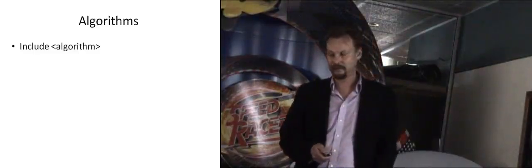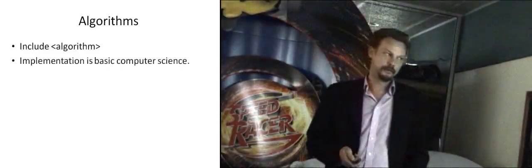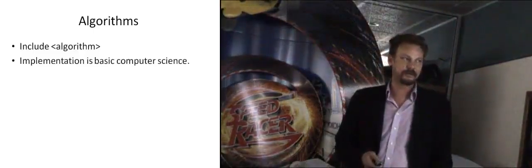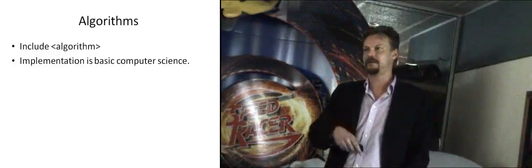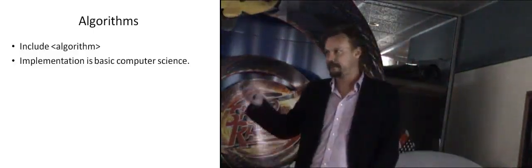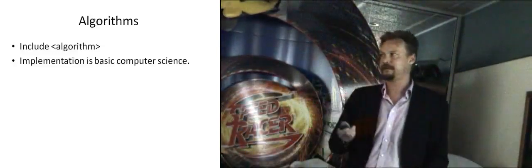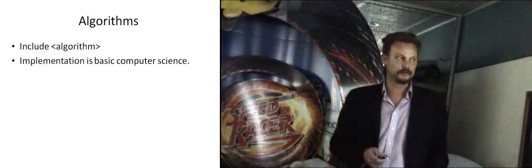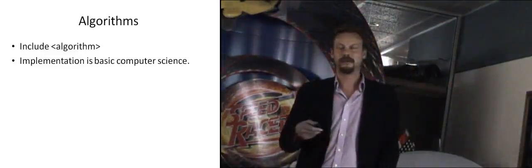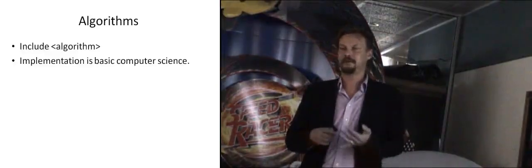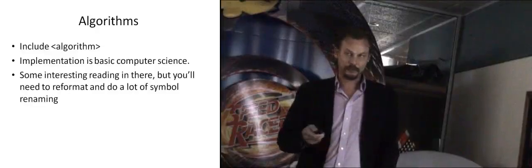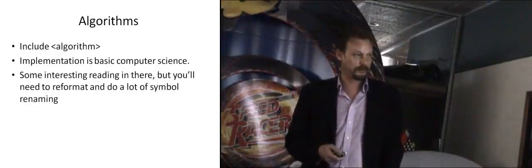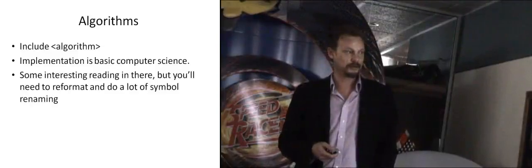I don't know what the heading was for this whole section. I think it was implementation of algorithms. The implementation is pretty much just basic computer science. When I say basic, I mean there's nothing fancy about it. It's just here is quicksort, here is radix sort, here is priority queues, here is this. It's all just basic Dijkstra type stuff. There's nothing magic about it, except, like I said before, it's been obfuscated on purpose to make sure it's standards compliant and that it parses quickly for computers. Some interesting reading in the algorithm headers, but you need to reformat it and do simple renaming.